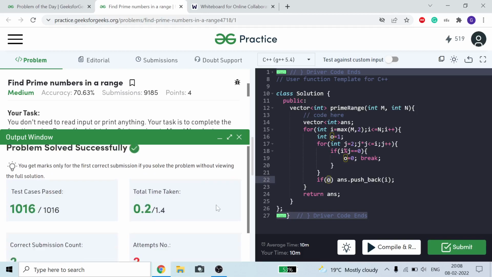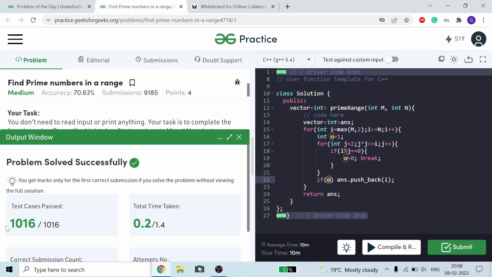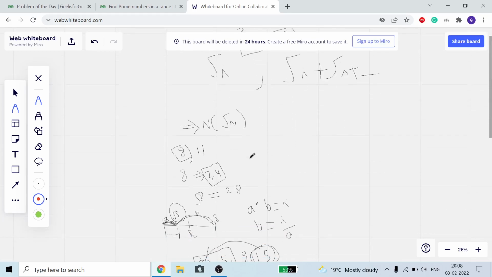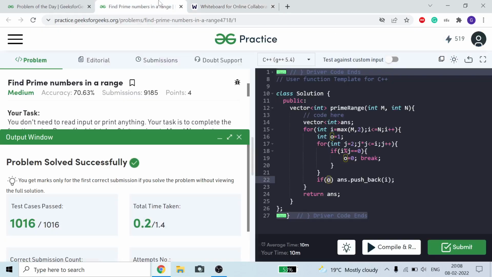So guys, you can see all the 1016 cases are passed, and time taken is also very low. So I hope you all understand it. I explained it to my best.